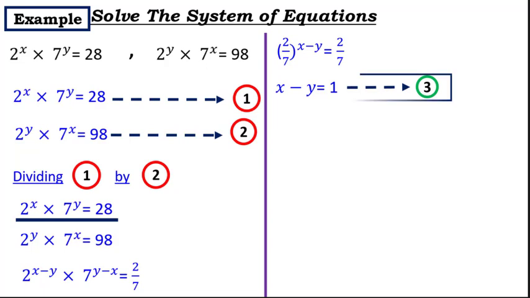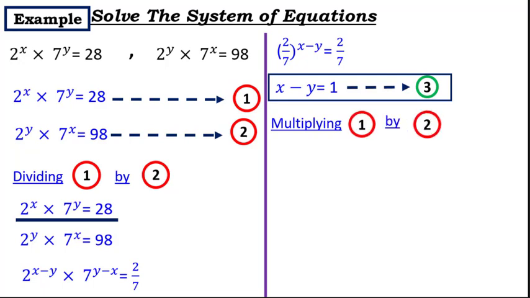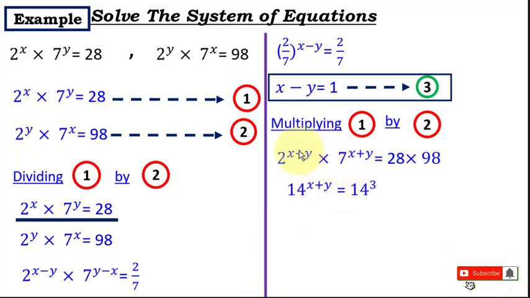In the same way, we can multiply the two equations 1 and 2. When we multiply the two equations, we will get 2 raised to the power x times 2 raised to the power y. We will add the two indices, so it will be 2 raised to the power x plus y times 7 raised to the power x plus y equals 28 times 98. We will get this exponential equation, and we have the same exponent. This is a common exponent.